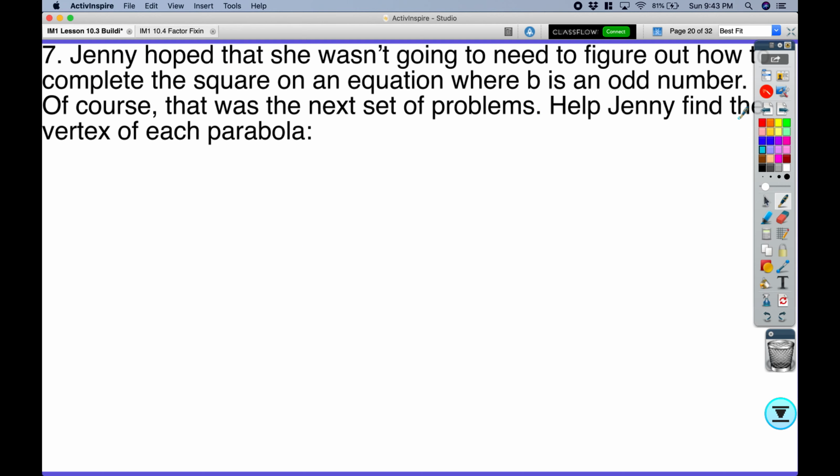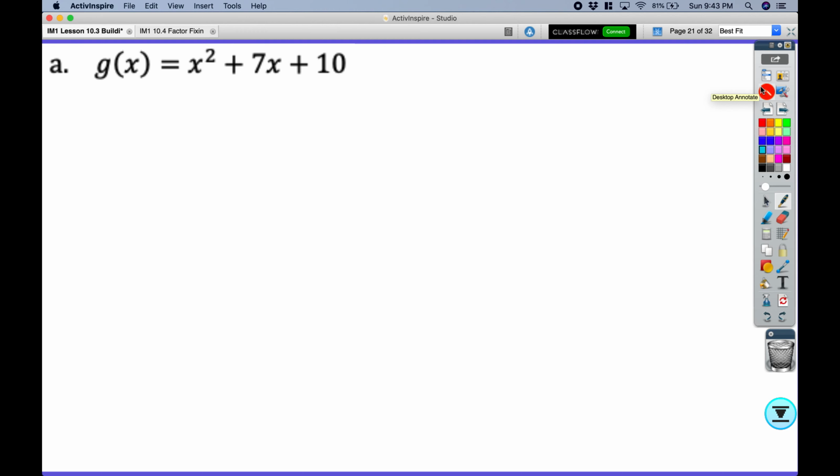All right, so Jenny hoped that she wasn't going to need to figure out completing the square of an equation where the b value is an odd number. Of course, that was the next set of problems. Help Jenny find the vertex of each problem. All right, so when I look at this, guys, let's go ahead now and look at this. Every time we've done this so far, we've had a b value that was even. Now, it's nice because we divided by 2. But you can still solve it if it's odd.